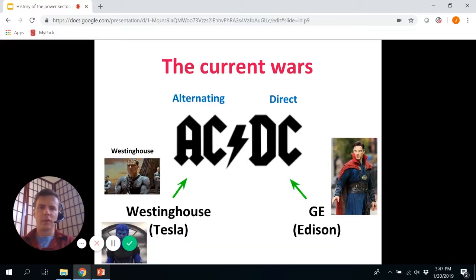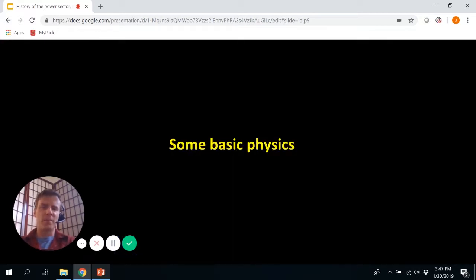So the current wars were this conflict between the proponents of 2 different types of current, alternating current and direct current. Westinghouse, the owner of Tesla's patent for the alternating current supply system, is played by the bad guy from one of the new Superman movies. So before we get into this, let's go over some basic physics that I think will help us understand how the decision was made to go with one current versus the other.